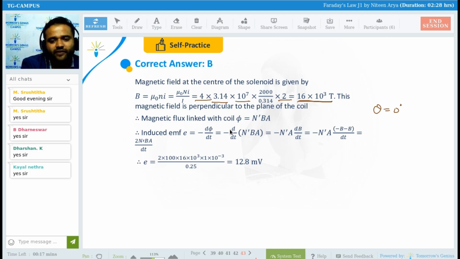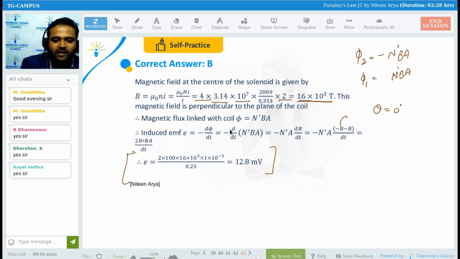Induced EMF is minus d phi by dt, minus d by dt of N B A. What is the sense of minus B? Because it is going to reverse its direction. So 2 N prime B A. This is phi 2. Phi 2 is minus N B A. Phi 1 is N B A, simply. Or N prime. So we take N prime A common. Minus B comes from here. So that is the sense. Is this clear, everyone?